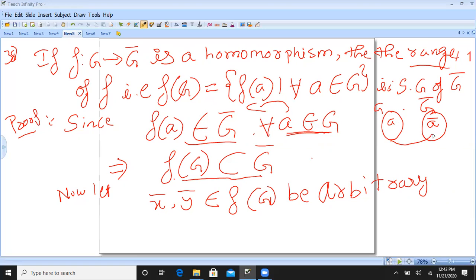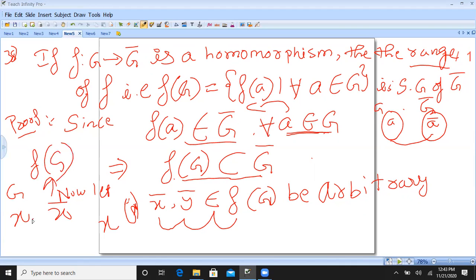Okay, so now consider x bar and y bar belongs to f of G. So x bar and y bar belong to f of G. If x values are in G, then the x bar values are in f of G. The mapping goes from G, and f of x gives the values, which lie in G bar. Next, x bar and y bar belong to f of G is arbitrary.